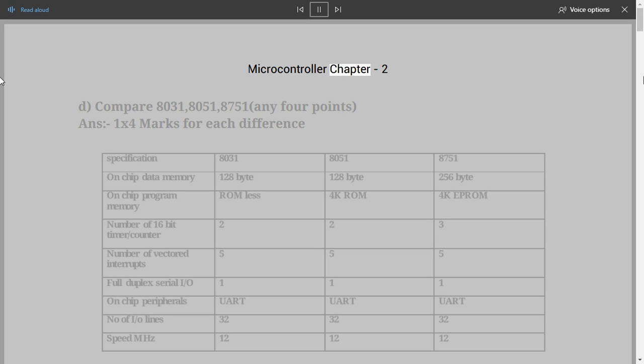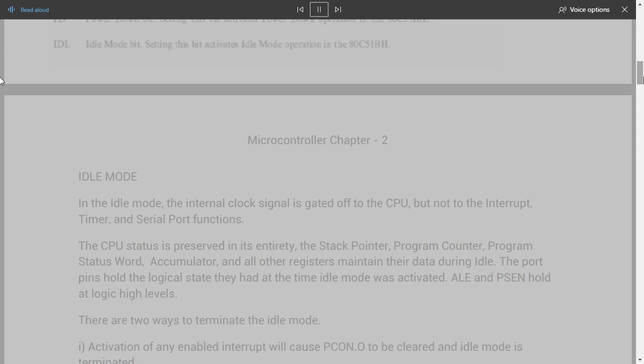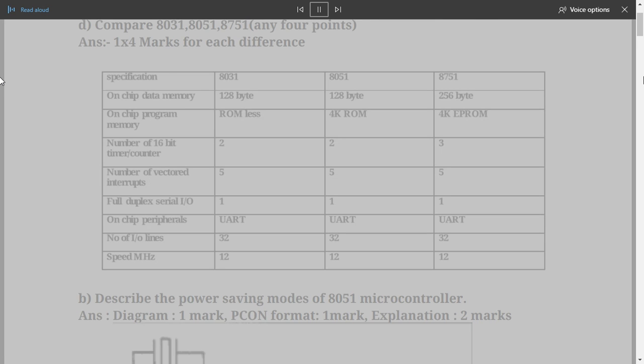Microcontroller Chapter 2. Question 1. D. Compare 8031, 8051, 8751, any 4 points. Answer: 1 mark for each of 4 differences. B. Describe the power-saving modes of the 8051 microcontroller. Answer: diagram 1 mark, PCON format 1 mark, explanation 2 marks.